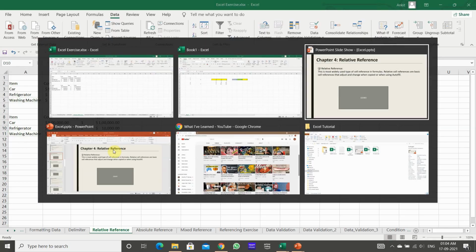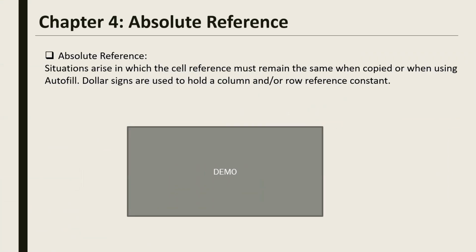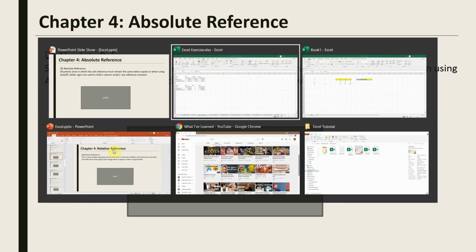Now let's understand the absolute references. With absolute references, a situation might arise where we need to block the cell or the cell reference. How we hold or block the cell is by using the $ sign in front of the cell reference. Let's understand it.